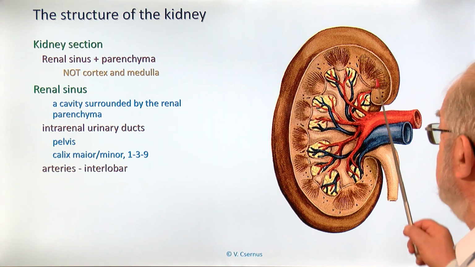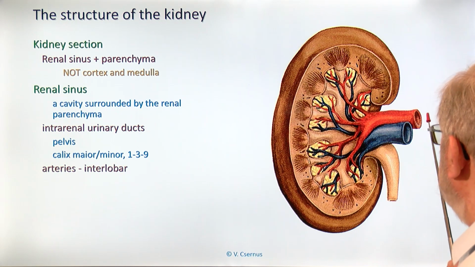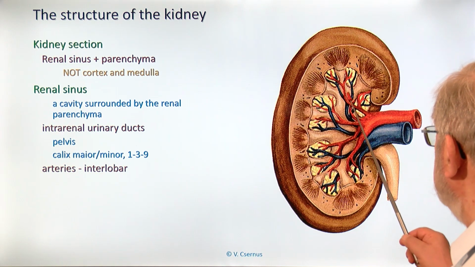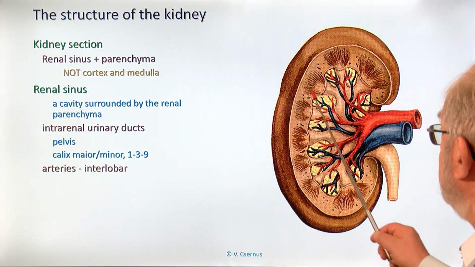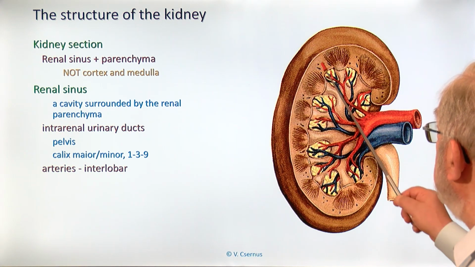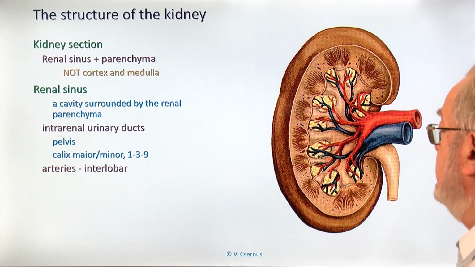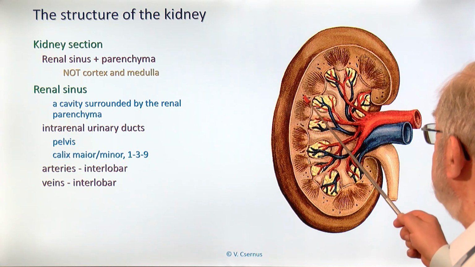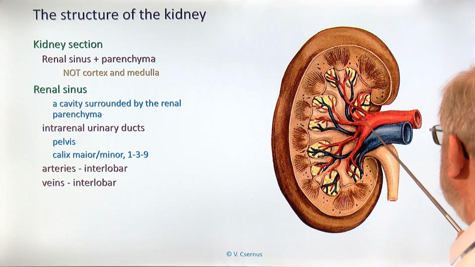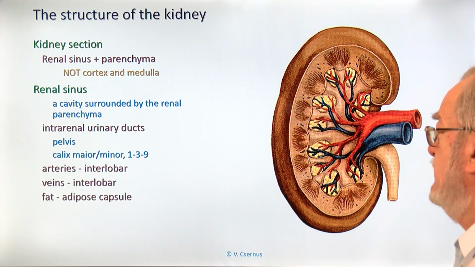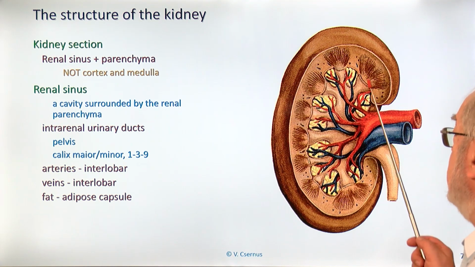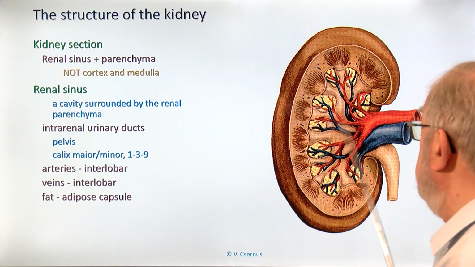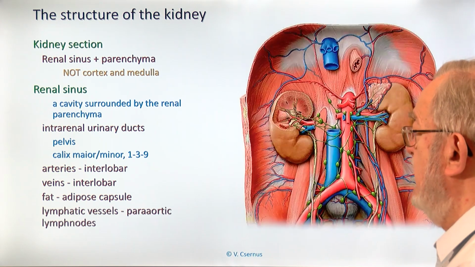The other components of the renal sinus are the arteries. The renal artery usually enters the sinus in branches, going straight up to the surface, running between the lobes. Consequently, these are what we name the interlobar arteries. Veins, similarly, come from between the lobes, are collected into the renal vein, and go to the inferior vena cava. The rest of the renal sinus is mostly filled with fat. This is the continuation of the adipose capsule through the hilum.